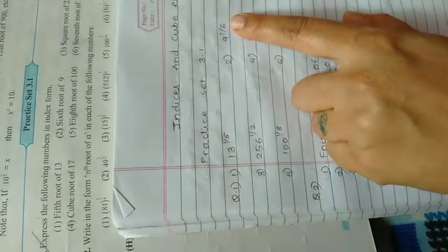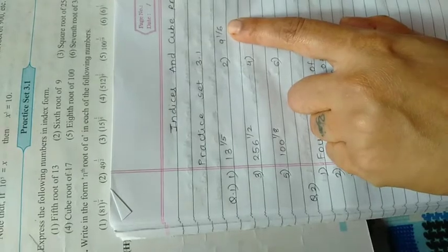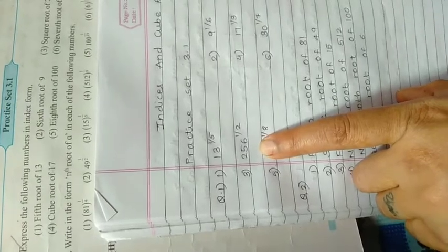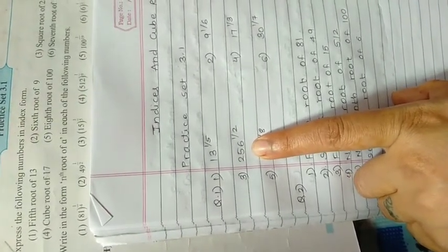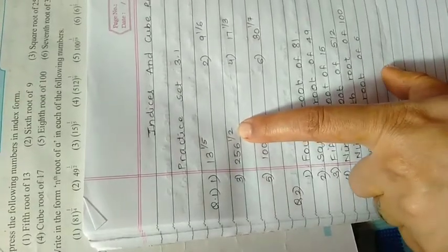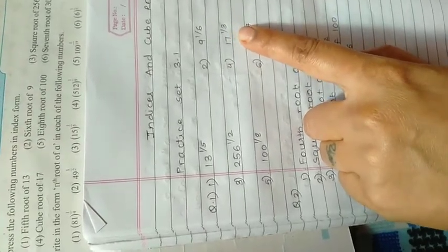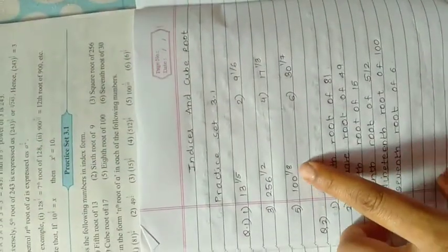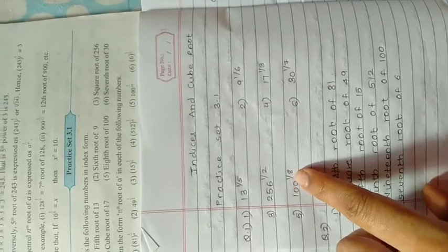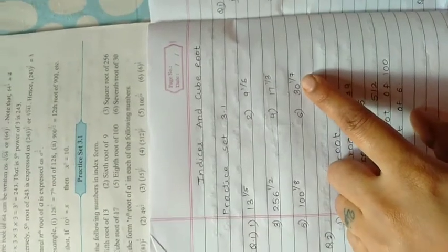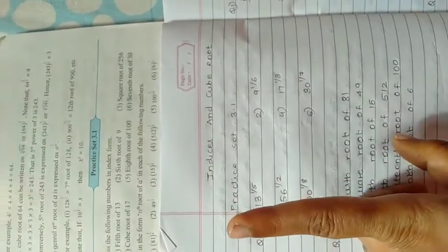The second one is sixth root of 9, so 9 raised to 1 upon 6. The third one is square root. Square means 2, cube means 3. So square root of 256 means 256 raised to 1 upon 2. Cube root of 17 means 17 raised to 1 upon 3. The fifth one is 8th root of 100, that means 100 to the power 1 upon 8. The next one is 7th root of 30, that means 30 raised to 1 upon 7. These are the answers for question number 1, that is expressing the following numbers in index form.